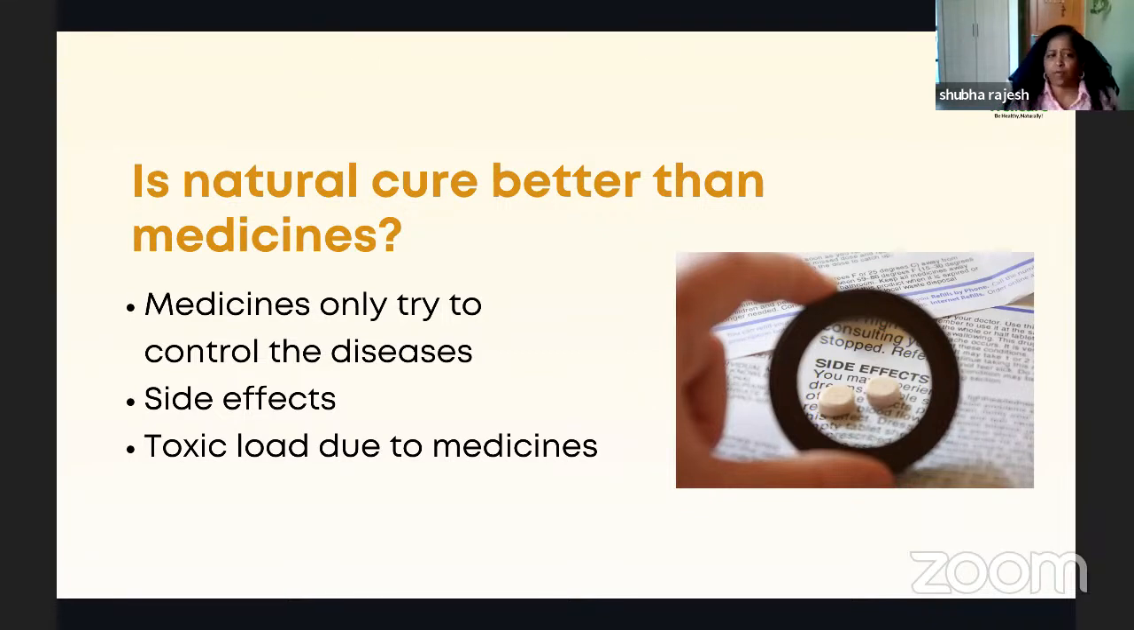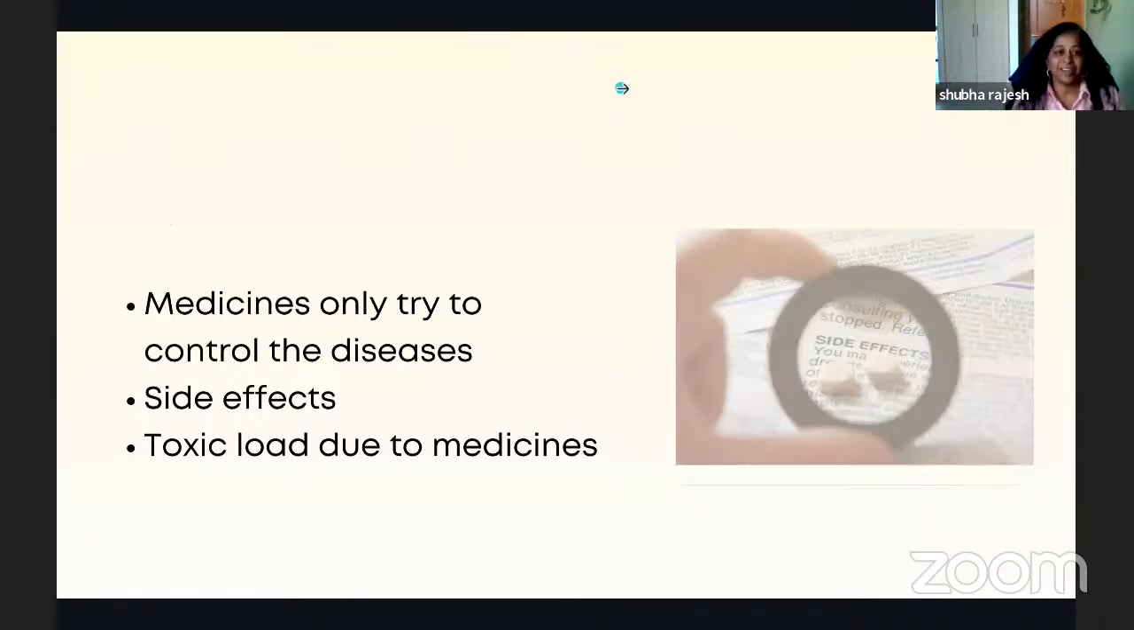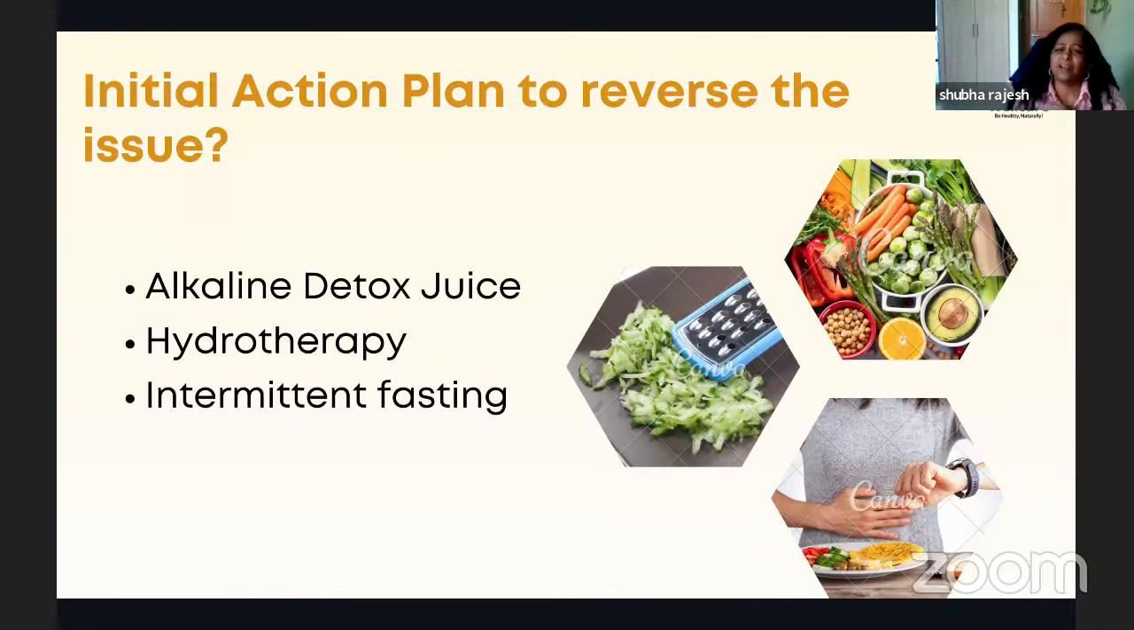Okay, so yes, of course the natural way is better than medicines, because medicines only control and suppress the symptoms, control the disease, and doctors tell you that you have to take them forever if you want to be at a controlled level of health. But nature care totally treats you. And there are lots of side effects also in medications. Toxic overload. Medicines have their own toxicity because they are all chemically formulated. They add to the toxicity in your already toxic body.